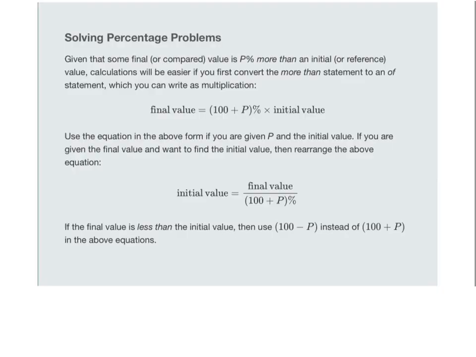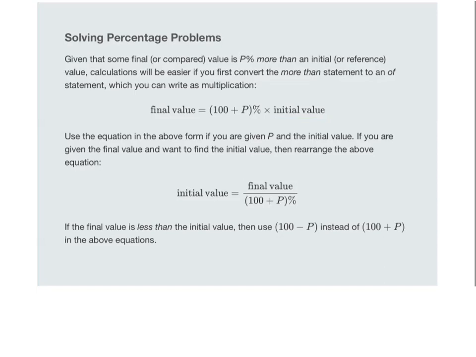As another tip, your textbook gives you a few specific equations. If you know that some value is a certain percentage more than another, then this gives you an equation that you can jump straight to if you prefer. So let's say that you have a final or a compared value, and you know that it's p% more than some sort of an initial value. So you can convert this to an of statement, which does make it easier to solve. So the equation would be that the final value is 100 plus p percent of the initial value.